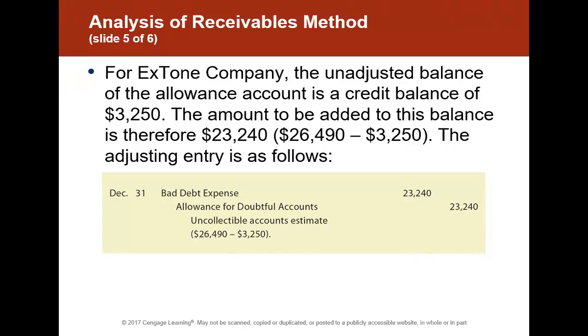Now, the other tricky part is that allowance for doubtful accounts, if you remember from last week, could have a debit balance, right? If we had written off more debt than we had estimated, it could have ended with a debit balance, okay? So in that case, what if that balance was a debit balance of $32.50? If it started with a debit balance and we need to get to $26,490, we're going to add. Okay, so I would add those two together.